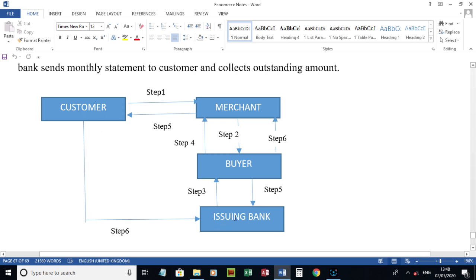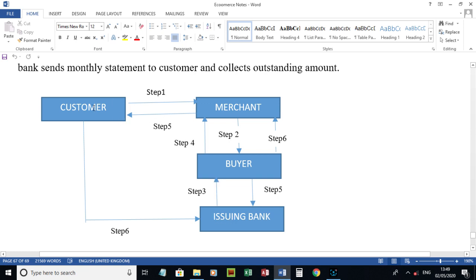I wouldn't just say issuing bank; it could be Ecobank, it could be a development bank, it could be whatever bank issues the card to the customer. The merchant also interacts with the buyer, up to step six. The buyer interacts with the issuing bank, and the issuing bank also interacts with the buyer.